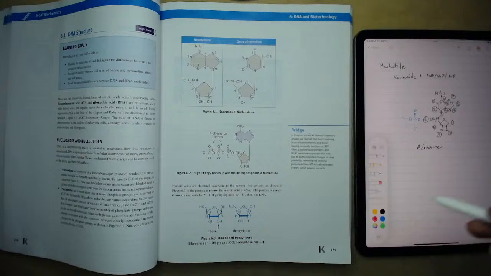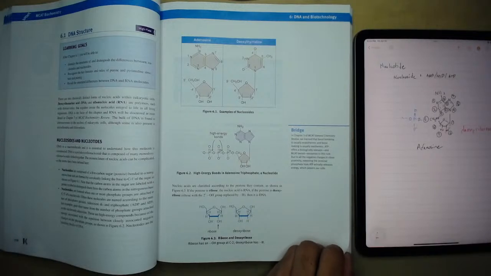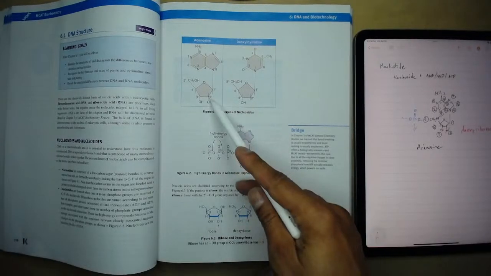So let's just, in another color, if we took off this, then you'd have deoxy. Nucleoside. This is a nucleoside, and we can make a deoxy nucleoside out of it. Is this ribose in this case? It is ribose.